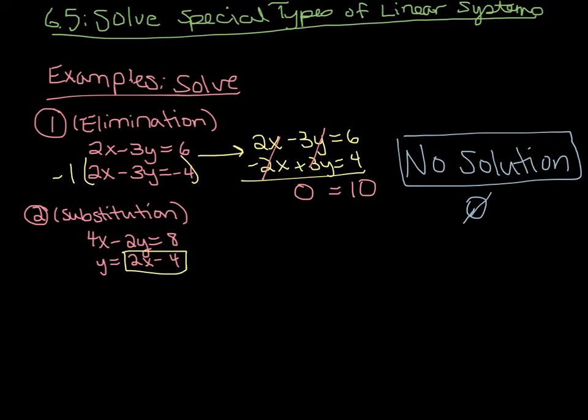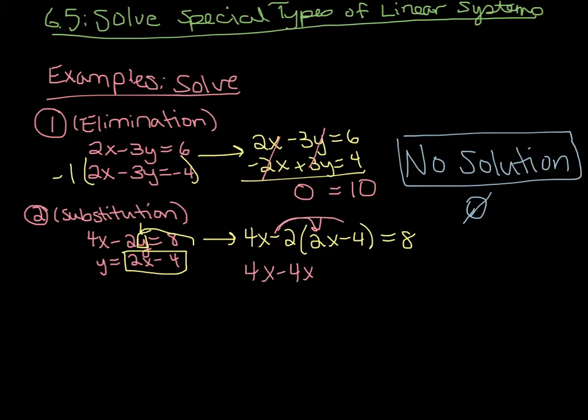So what I'm going to do is take this 2x minus 4 and substitute it into the y in the other equation. When I do that, I end up getting 4x minus 2, my y now changes to 2x minus 4, and that equals 8. And when you work it out, you will find that the -2 times 2x gives you -4x. The -2 times -4 gives you +8. I'm hoping that you got something weird, otherwise you probably made a little mistake in there.